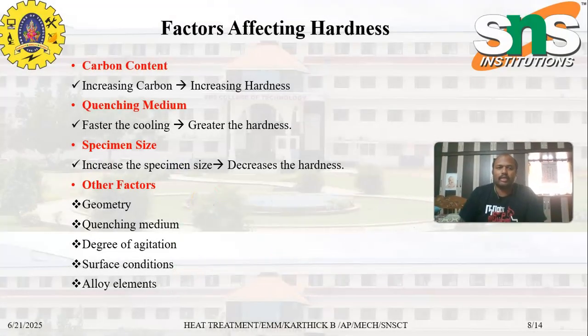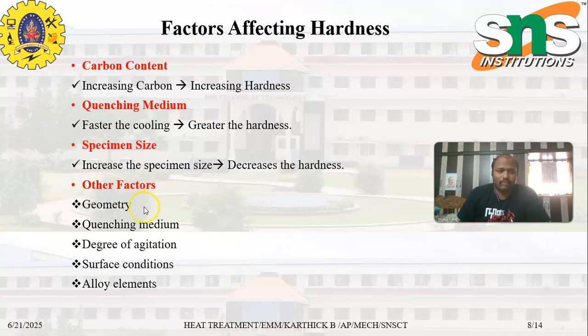There are factors by which the hardening can be affected. One is carbon content. High carbon means high hardness, so adding alloys, particularly carbon, naturally increases the hardness. Quenching medium: the faster the cooling, the greater the hardness. If it is cooled slowly, martensite may not form. If it is cooled faster, martensite forms, so hardness gradually increases. As specimen size increases, hardness decreases. If a big, complex-sized component is used for heat treatment, there will not be homogeneous heat treatment, so hardness gradually decreases.